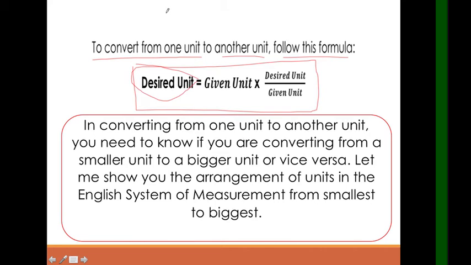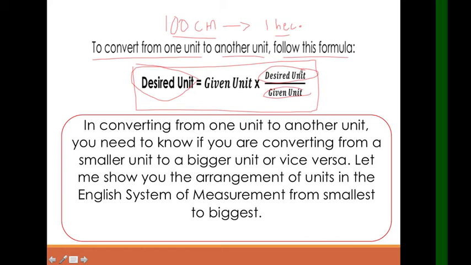Halimbawa, we want to convert, let's say, 100 centimeters to, gusto natin siya i-convert into, let's say 1 hectometer. So, ang desired unit natin ay 1 hectometer. Ang given unit natin ay 100 centimeters. So, multiply mo siya, and then susulat mo yung desired unit mo, okay, yung desired unit over the given unit. Okay, yung given unit na to, ito yung equivalent niya, no? Mamaya makikita nyo kung paano.